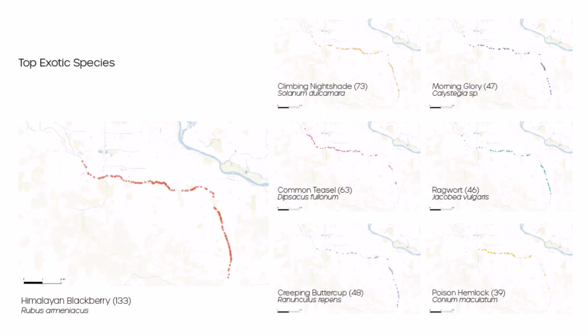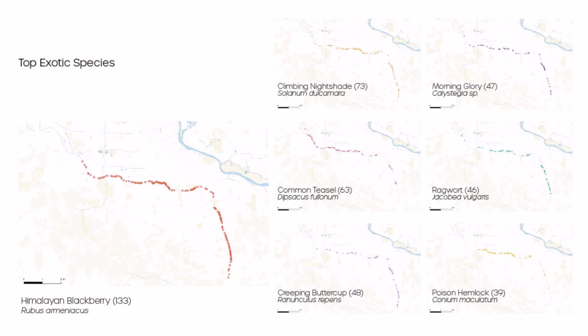This is a look at the top 7 most frequently occurring exotic or invasive species. These are all invasive in the state of Oregon. And the winner by far is Himalayan blackberry, Rubus armeniacus, which is really no surprise to me.